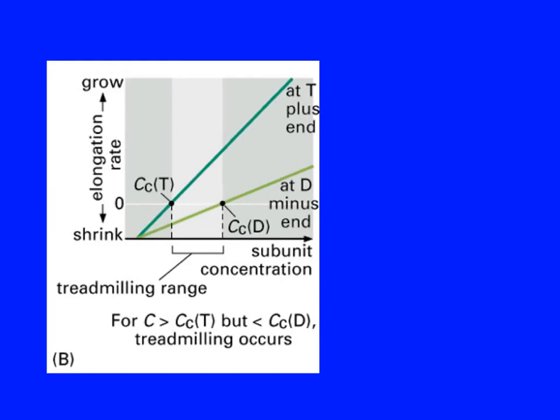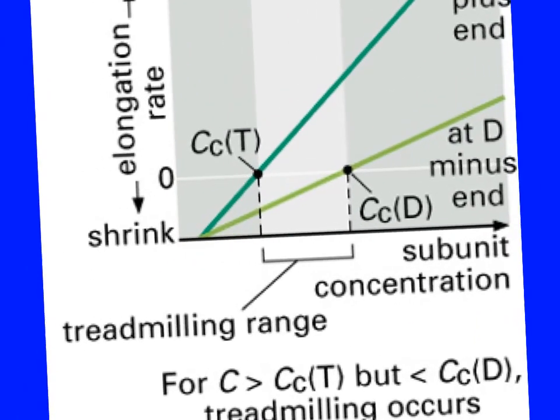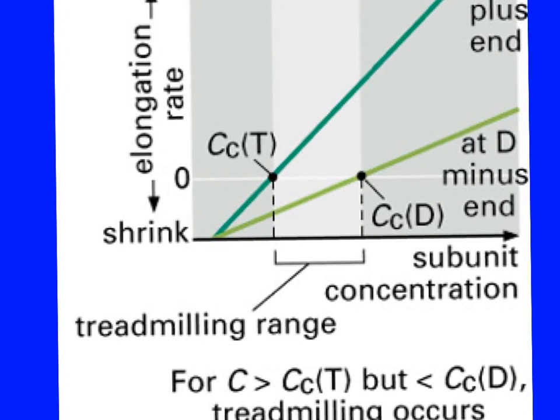Okay, now look at where the CC is. So the critical concentration for the plus end is below the critical concentration for the minus end. What does that mean? And we're talking about subunit concentration, so the amount of subunits around. Here we go back to that original example. We have a filament, and there's 10 subunits around. Okay, and let's say that's above the critical concentration for the plus end.